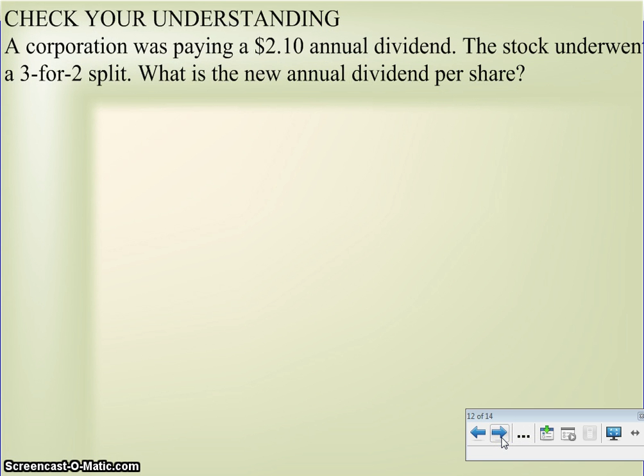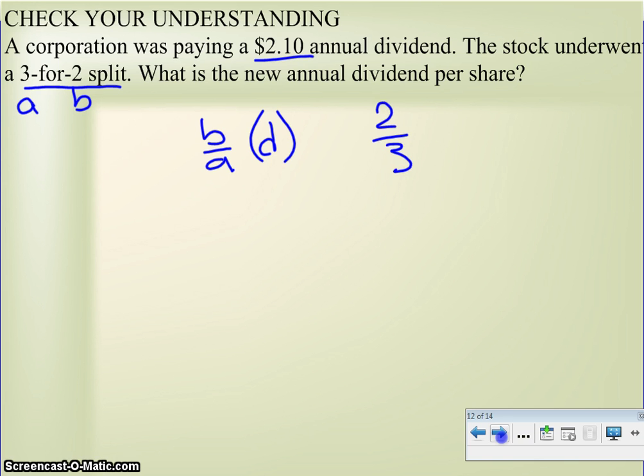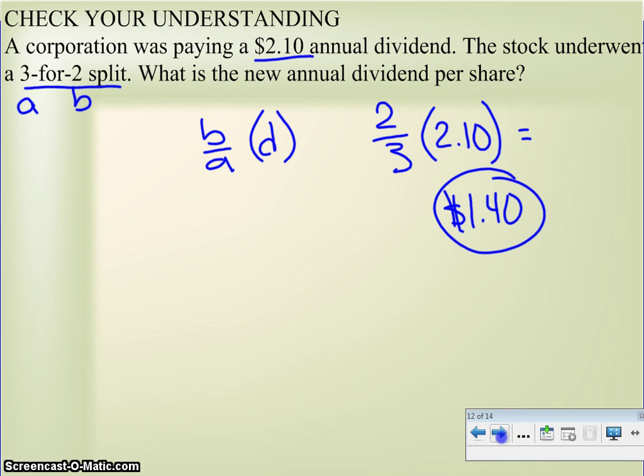Okay, go ahead and solve this. When you're ready, come back. Okay, corporation was paying an annual $2.10 dividend. Went for a 2 for 3 split. So A is 3, B is 2. What is the new annual dividend? So remember, it's going to be B over A times the dividend, which is 2 over 3 times the $2.10. And we end up with a new annual dividend of $1.40.